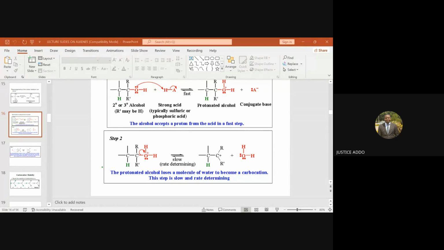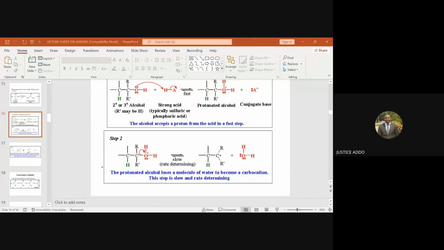So the second step is where we are saying the protonated alcohol. And please remember, my questions always come out the way I lecture. If you're always at my lectures, I always stress some very important points. So if you pay attention, you will always get an A in my course. So pay attention. And now you all know what a protonated alcohol is.